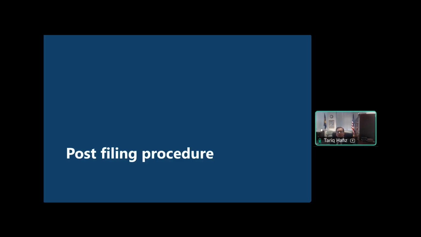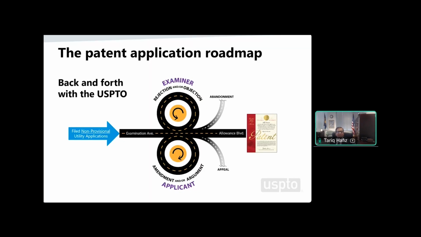Now that we've filed everything correctly, let's take a closer look at what happens after filing. This is the back and forth that I had mentioned earlier. Your non-provisional application, now everything is done. Your basic filing, search, and examination fees cover two bites at the patenting apple. The first bite is your original non-provisional application. So what happens then? Mostly a lot of waiting.